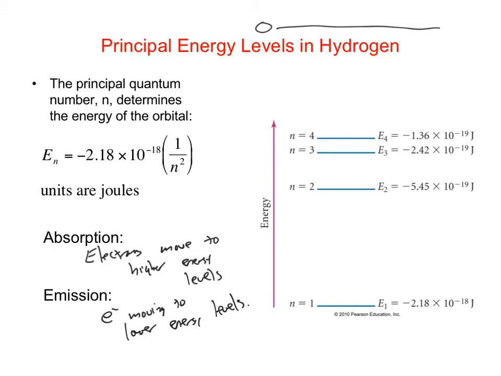Now, the energies of the orbits, or as we'll call them, the orbitals, is interesting. We're also really interested in what is the difference in energy between these different energy levels, because that tells us what is the energy of the photon that's going to be absorbed or emitted.